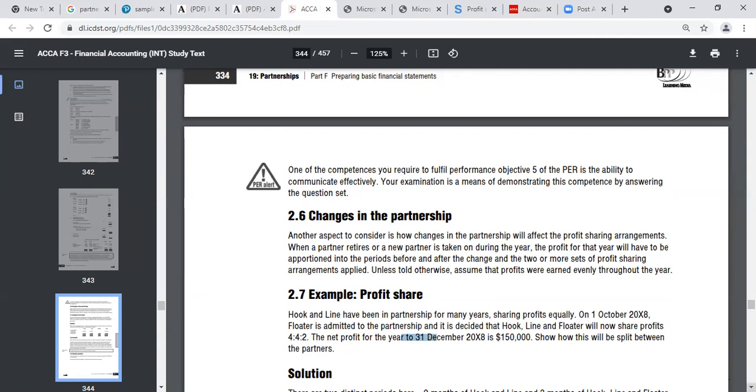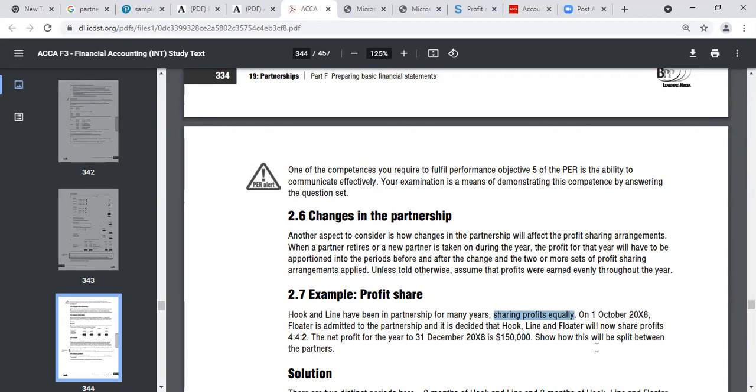Between the respective partners, okay? Yeah, remember, this is very key. They were sharing previous profits equally, okay? So they were sharing 1-to-1, okay? This is a 1-to-1 ratio when they say equally. It can also be 2-to-2, but basically it's 1-to-1, okay?